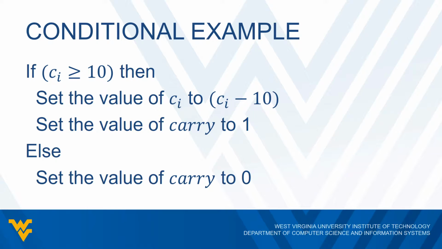Here's an example of a conditional statement using our number addition algorithm that we've been using before. Here we say if CI is greater than or equal to 10. This part is our condition, so it is either true or false. Either CI is greater than or equal to 10, or it's not. If it's true, then we execute these lines of the algorithm: set the value of CI to CI minus 10, and then set the value of carry to 1. If our condition is false, we skip all that, go all the way down over here, and just set the value of carry to 0.